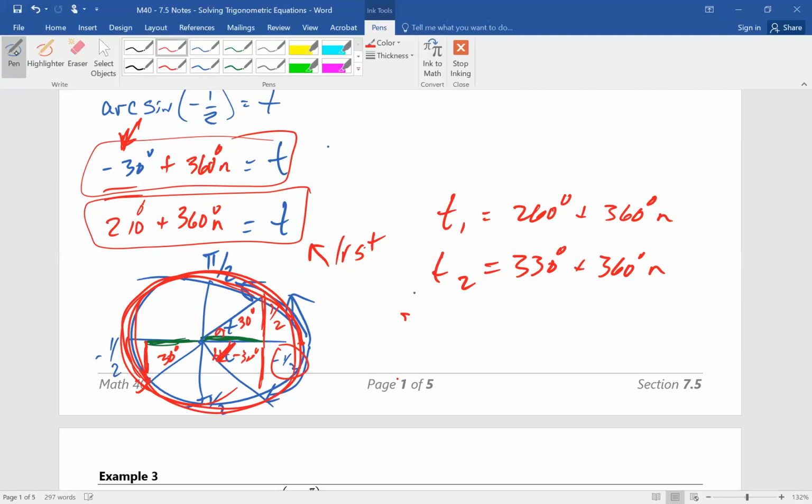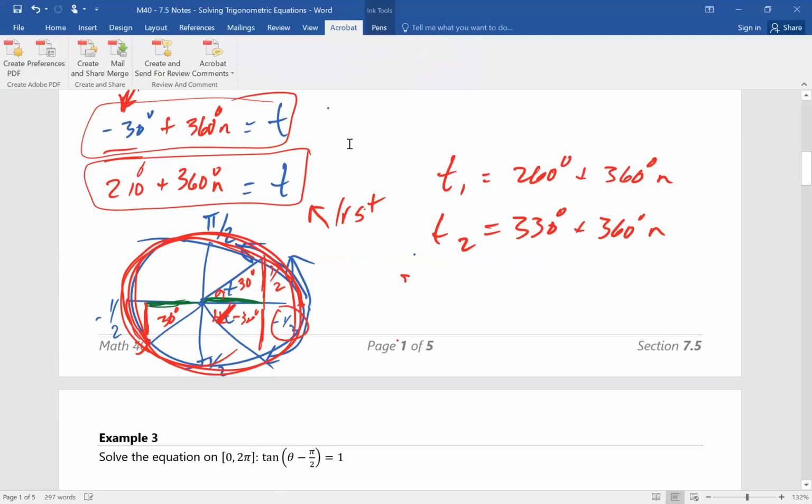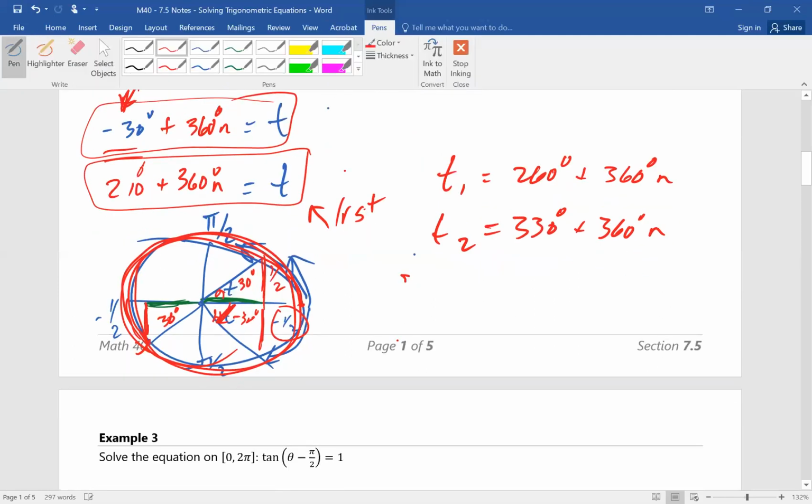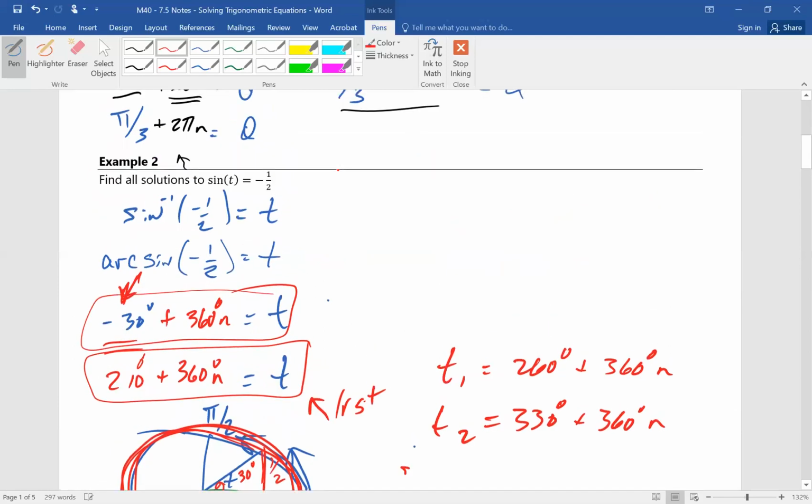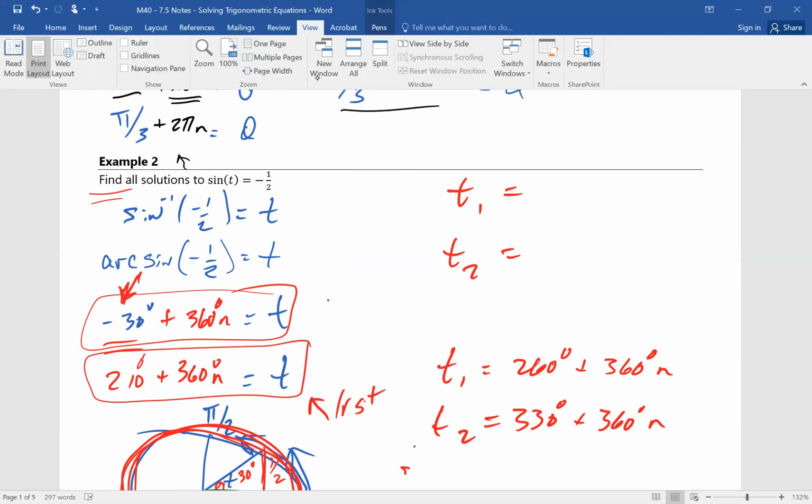Sometimes, and really, what will dictate how you're going to do all of this will be how the question is phrased. So if they're asking you to find all the solutions, let's just go ahead and do t1 and t2 in radians as well. We'll do it in gray. So in radians, 210 degrees, remember you're going in 30-degree increments.